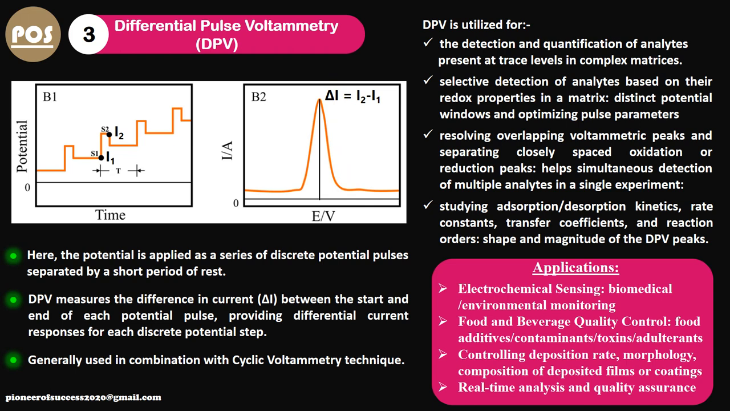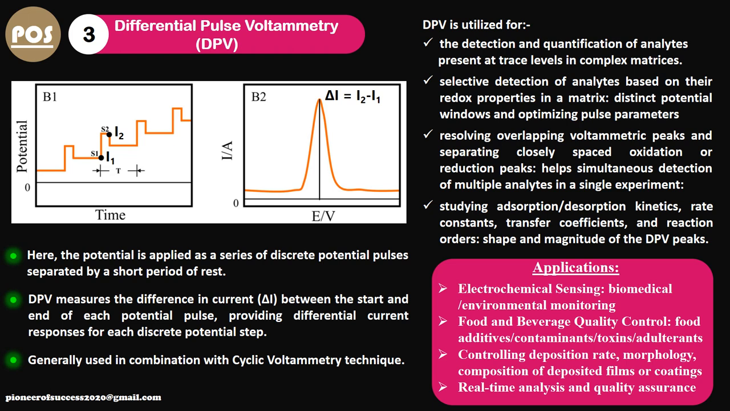So as this is a preliminary video, I will just read them, which are the most important points, and we have systematically noted them down. The first point is the detection and the quantification of analytes present at trace levels in complex matrices. Now this is very important. You have to focus on the terminology trace levels of element. That means very minute amount of components we want to detect by electrochemical methods. There we prefer DPV over other kind of voltammetry.